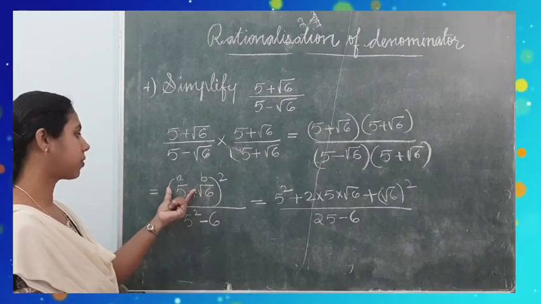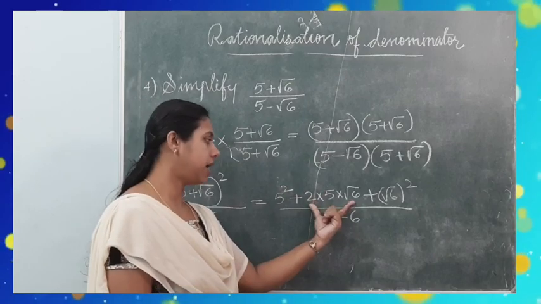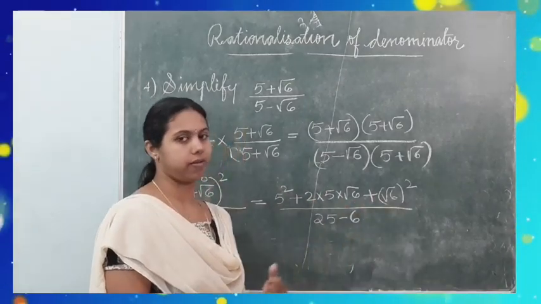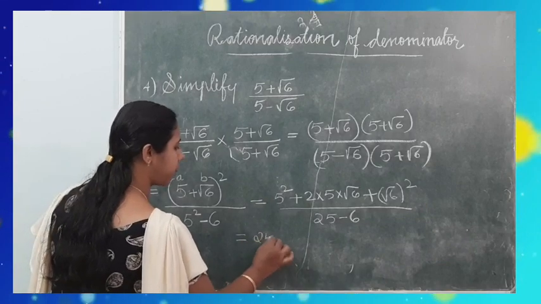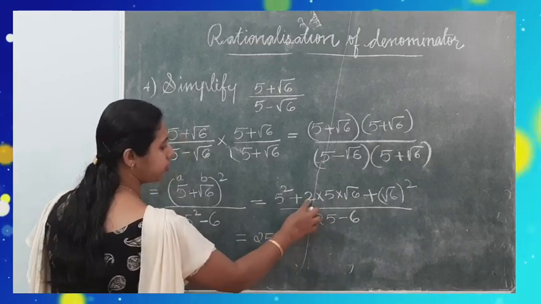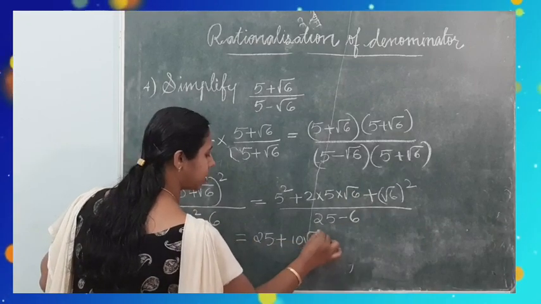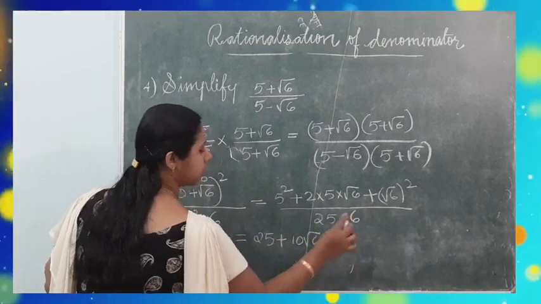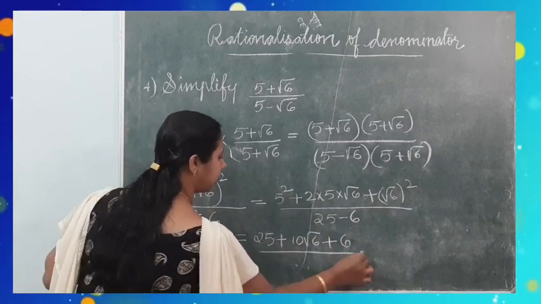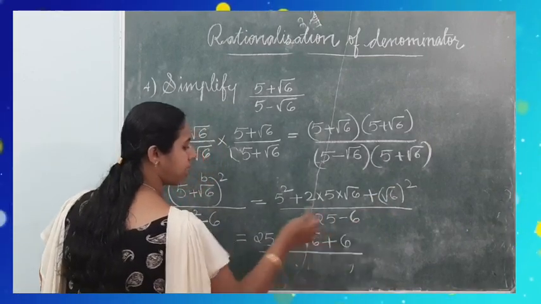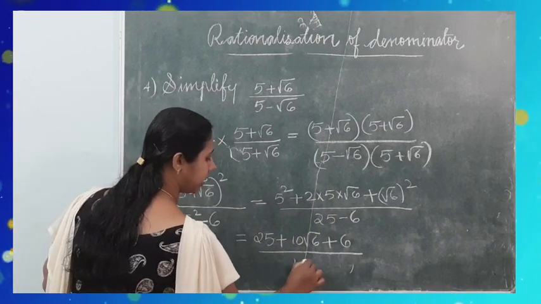It is in the form of a plus b whole square. So a plus b whole square is equal to a square plus 2ab plus b square, which is equal to 25 plus 2 into 5, 10, 10 into root 6, 10 root 6 plus root 6 whole square equal to 6, divided by 25 minus 6. 25 minus 6 equal to 19.